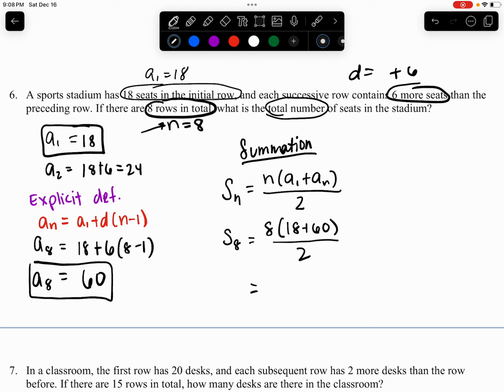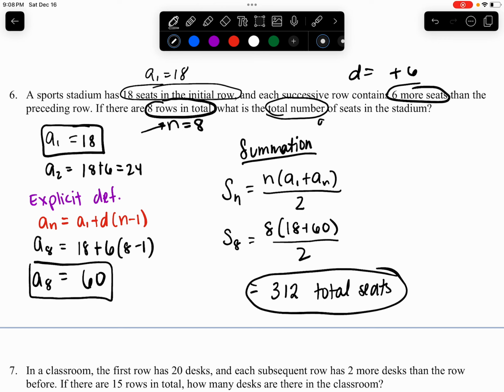So what is this? So we get 18 plus 60, which is 78 times 8, divided by 2. We should get 312 total seats. Okay, total number, that means addition. So this is the formula way.